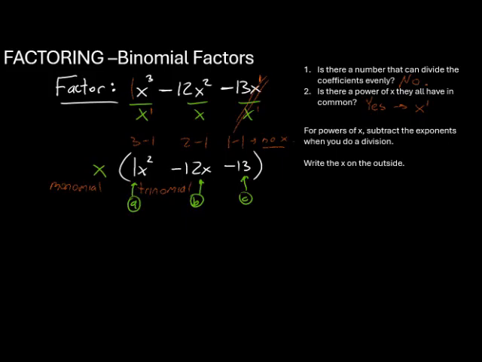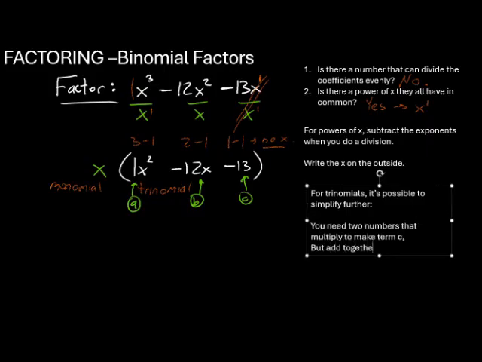When you have a trinomial, it is possible to simplify further sometimes, but not all the time. The cases that we're looking for are a specific case where there are two numbers that multiply to make term C but add together to make term B. So we could ask ourselves, what two numbers could multiply together to make negative 13?